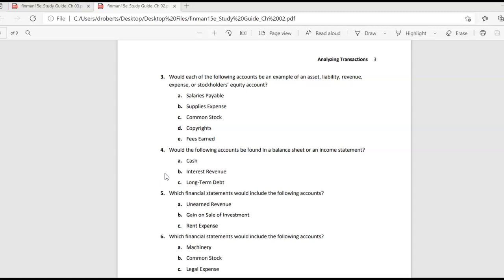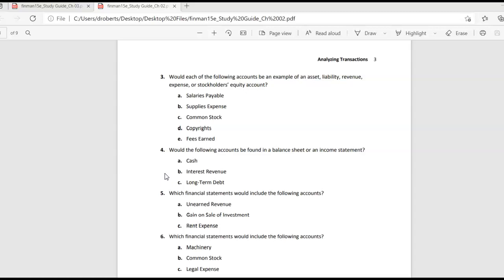Let's do number 4. Would the following accounts be found in the balance sheet or the income statement? So for A, B, C, tell me if it's going to be a balance sheet account or shown on the income statement. Cash, interest revenue, long-term debt. Okay. Cash you'll see on the balance sheet. Interest revenue gives it away. It's going to be on the income statement. Long-term debt. A long-term debt is a liability, which is going to be shown on the balance sheet.